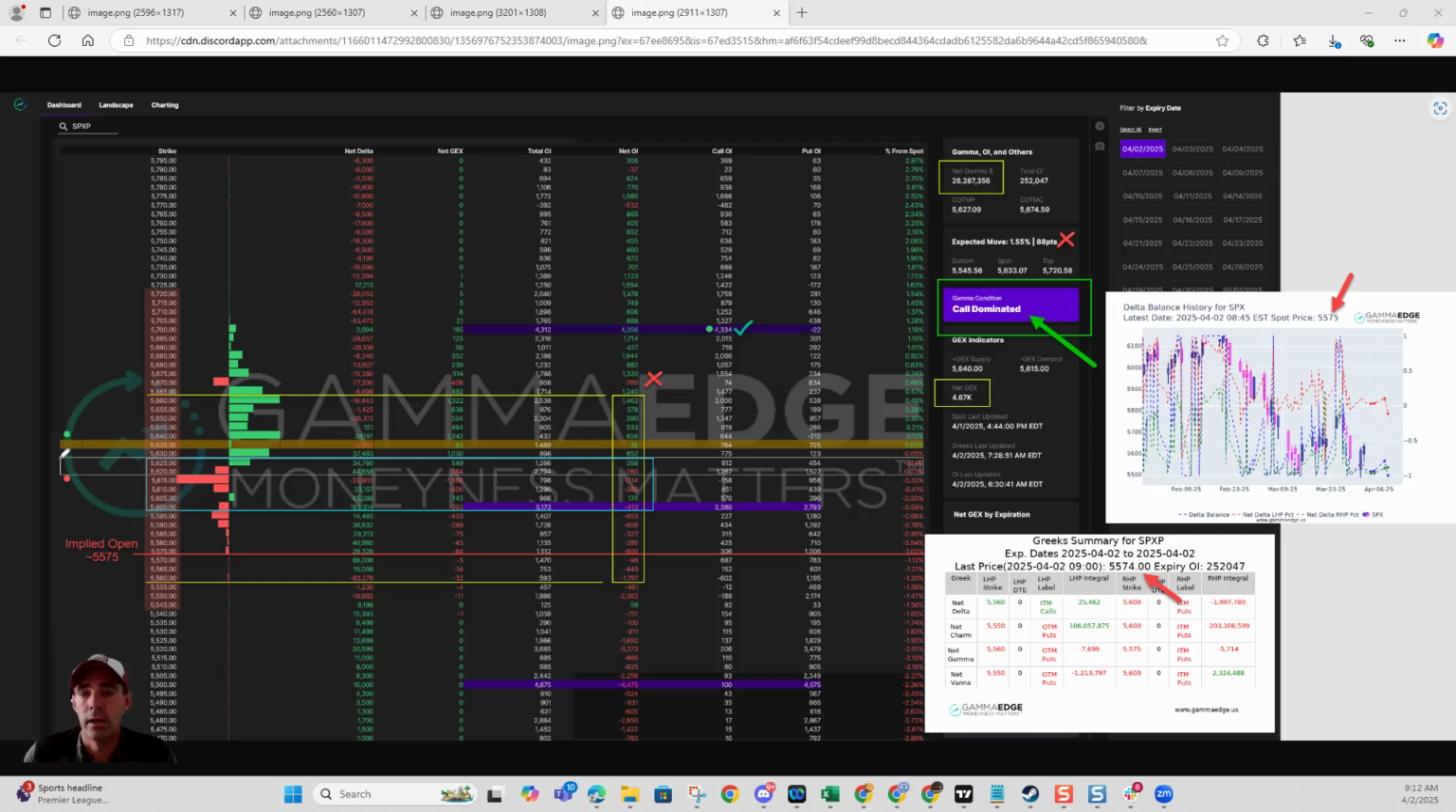So the first key thing we do here at GammaEdge is we identify the transitions. We see the GEX transition here at 56.20, 56.25. Obviously, implied open is below that, so that would be a first area where we'd see some sort of rejection. If you're a bull, you want to see price get above the transition and have the opportunity to move higher. If you're a bear, you would look for some sort of rejection of that transition.